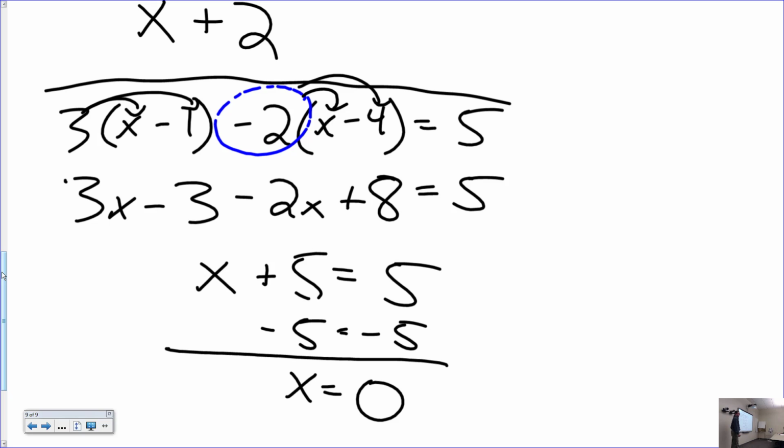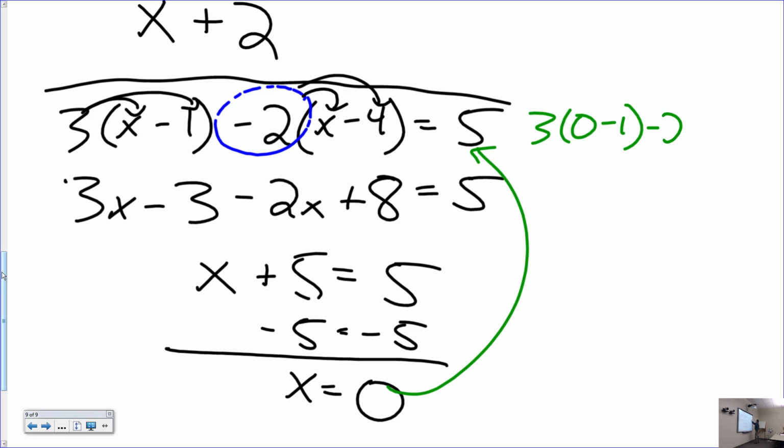Are you sure it's the right answer, though? What are you going to do? Yeah, check it. Plug it back in. See if it actually works. I was using some blue in that problem, so let me use green to check it, right? So I have to do 3 times 0 minus 1 minus 2 times 0 minus 4 somehow has to be 5. Whoa. It works.